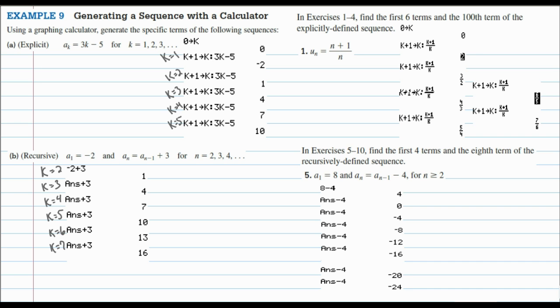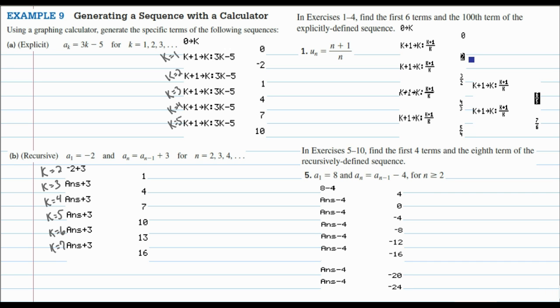Example 9's now try problems asked us to do numbers 1 and 5 again, but using our calculator to come up with the first 6 terms. And the 100th term, but I'm not going to keep track of pushing the button 100 times, so let's just go with the first 6 terms. So first I took 0 and I stored it as k, and then I added 1, stored that as my new k, and then used k in my definition of my explicitly defined sequence, so k plus 1 over k.